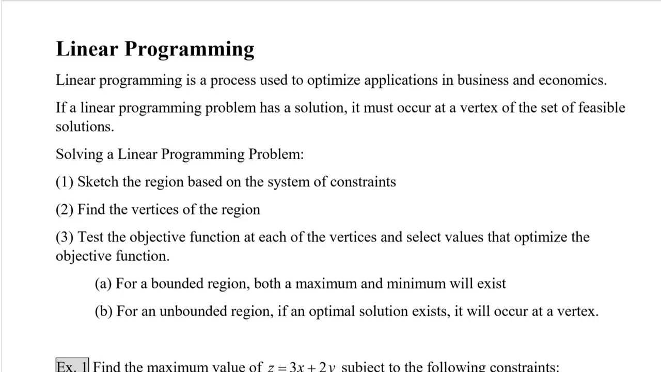When we're solving a linear programming problem, first we sketch the region based on the system of constraints. Second, we find the vertices of the region. And third, we test the objective function at each of the vertices and select values that optimize the objective function. For a bounded region, both a maximum and minimum will exist. For an unbounded region, if an optimal solution exists, it will occur at a vertex.